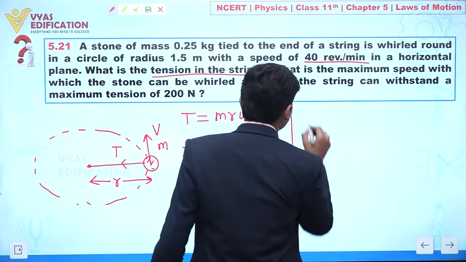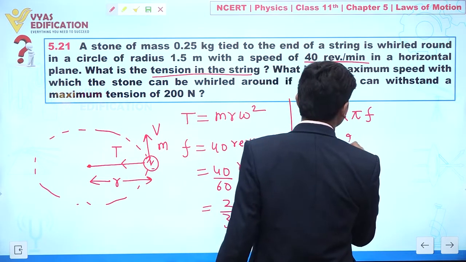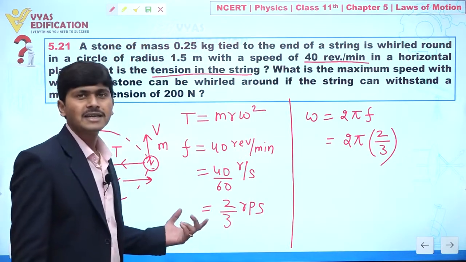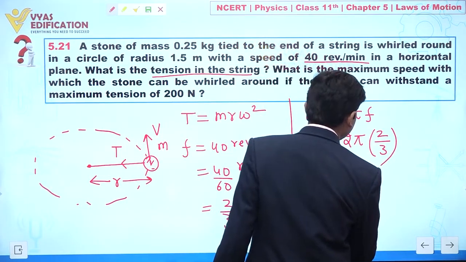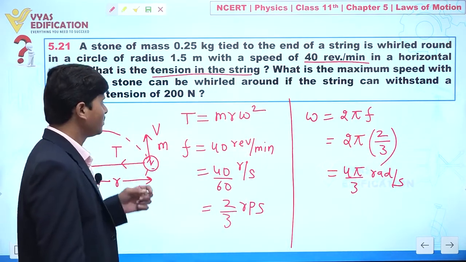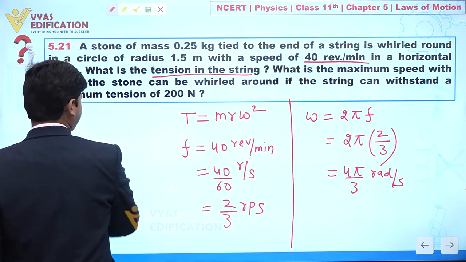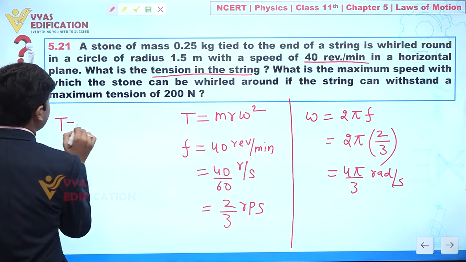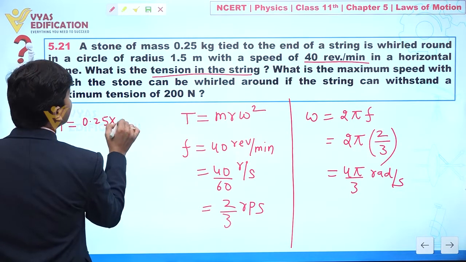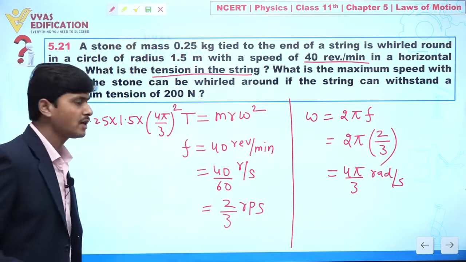Yes. Now we can write omega. Omega is given by 2 pi f, clear. So I can say this is 2 pi, and the frequency value is 2 by 3 revolution per second. From here we can say this is 4 pi by 3, and this is radian per second, clear. Now I can put values in this formula and easily calculate the tension that is acting. So now we can say T equals the mass of this stone, 0.25, multiplied by r, 1.5, into 4 pi by 3 whole square, clear.